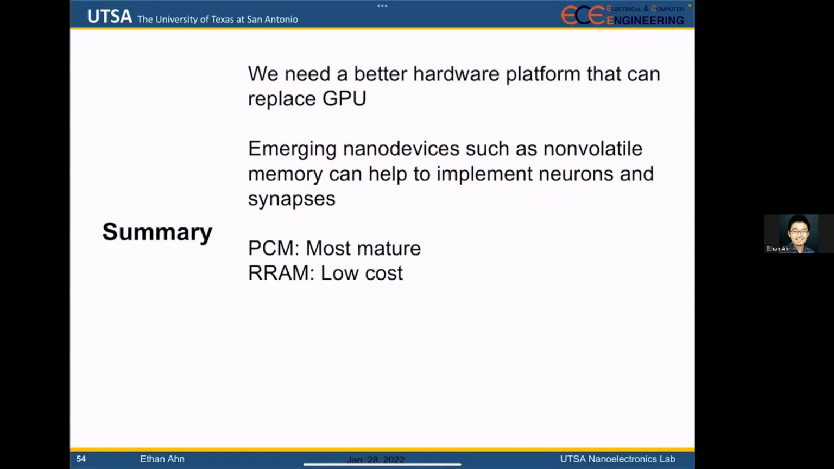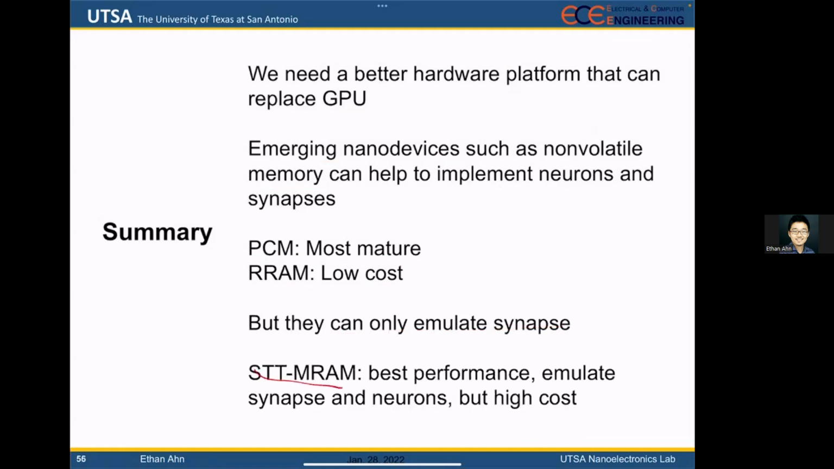Because we have several candidates here, again PCM, RM, STT-MRAM, and also ferroelectric RAM, the pros and cons are summarized here. PCM is the most mature one, and RM already has low cost. That's good, but again, they can only emulate synapses. And STT-MRAM, like I said, has the best performance and emulates synapse and neurons at the same time, but it has very high cost.